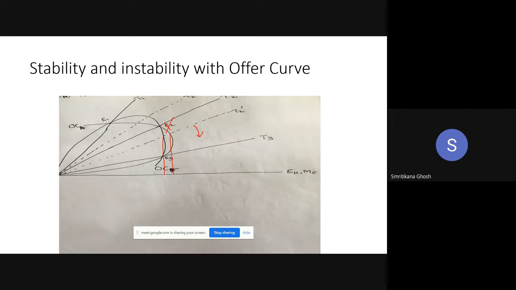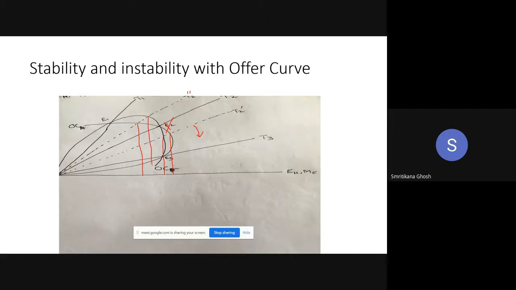Say it is T2 double dash. Okay, this is T2 double dash actually. So take any terms of trade, say T2 double dash. Now for T2 double dash, what is the amount of export? The export is along the home country's offer curve. So this is the amount of export. And what is the amount of import? This is along the offer curve of the foreign country. So it is here.